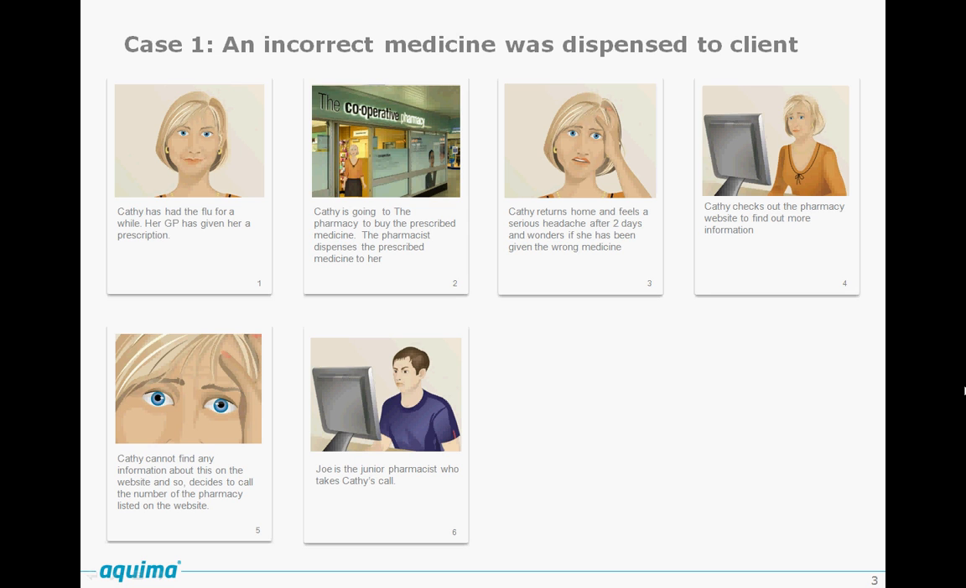Kathy then checks out the pharmacy website to find out more information, but unfortunately Kathy cannot find information on this website and decides to call the number on the website instead. And when she calls, Joe is the junior pharmacist who takes Kathy's call.